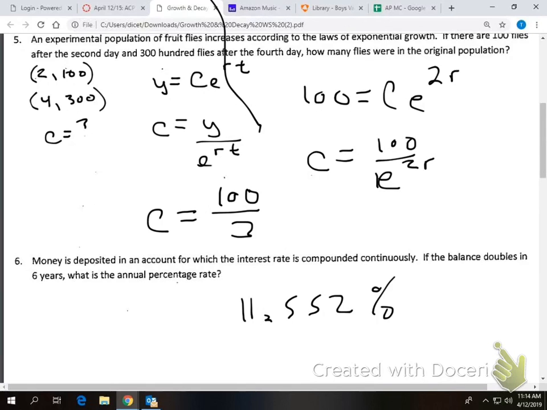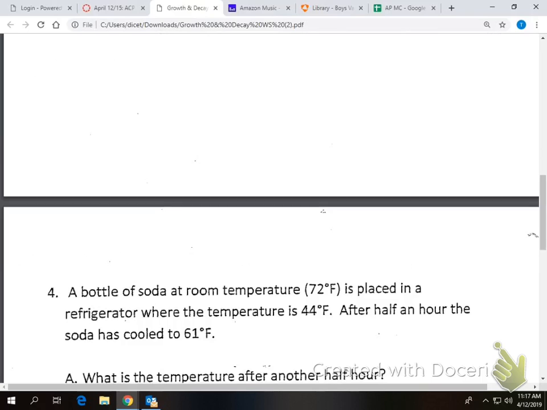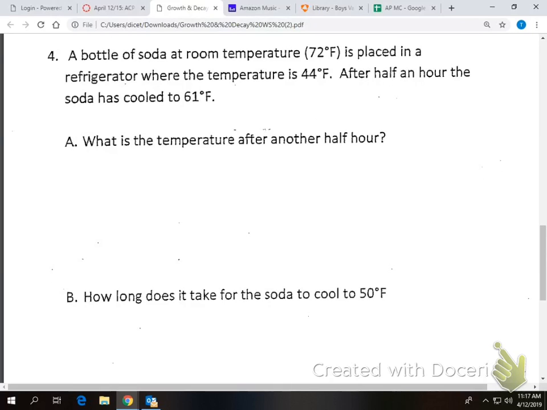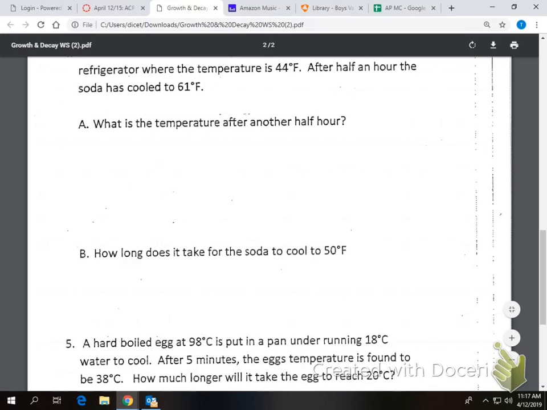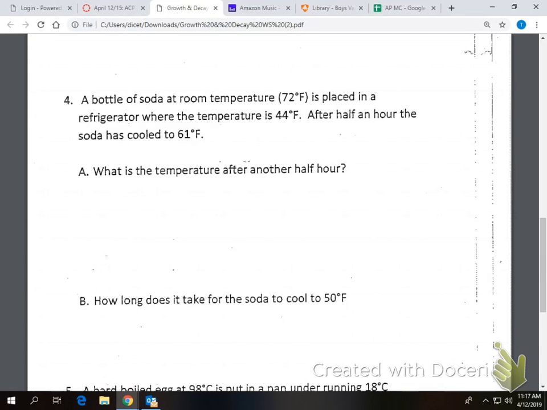I want to go to the back side, and this is where Newton's law of cooling occurs. A bottle of soda at room temperature, 72 degrees Fahrenheit, is placed in a refrigerator where the temperature is 44 degrees. After half an hour, the soda is cooled to 61 degrees Fahrenheit. That gives me information that allows me to find the temperature after another half an hour, and this is where we're going to do Newton's law of cooling.